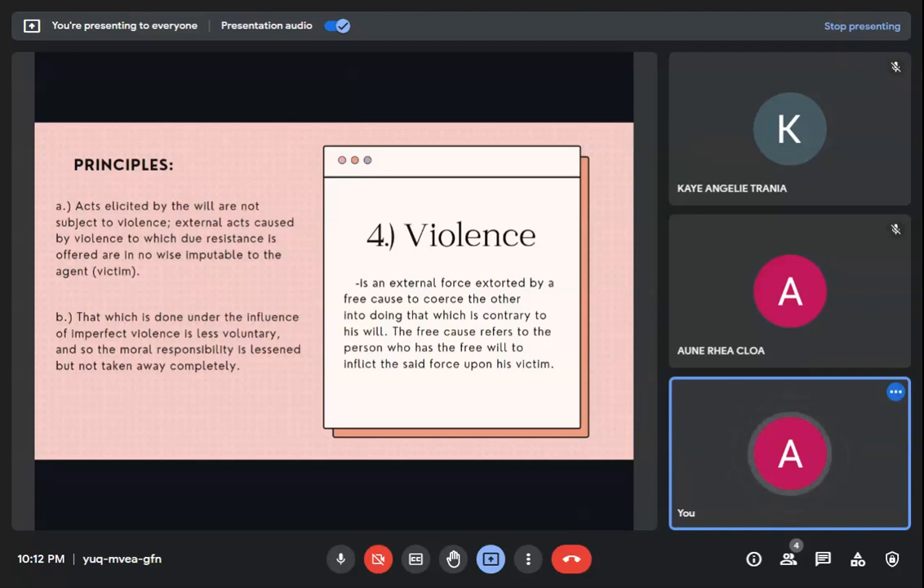We have the principles of violence. The acts elicited by the will are not subject to violence. External acts caused by violence to which due resistance is offered are in no wise imputable to the agent or the victim. The second one is that which is done under the influence of imperfect violence is less voluntary, and so the moral responsibility is lessened but not taken away completely.